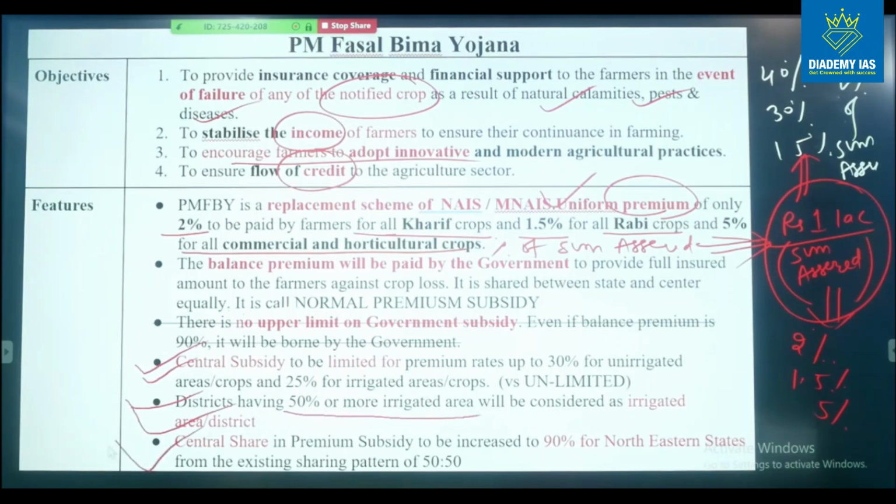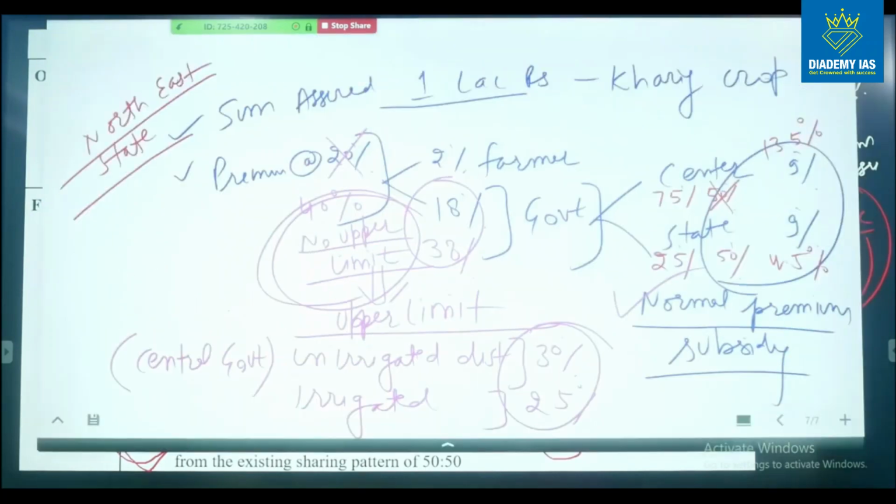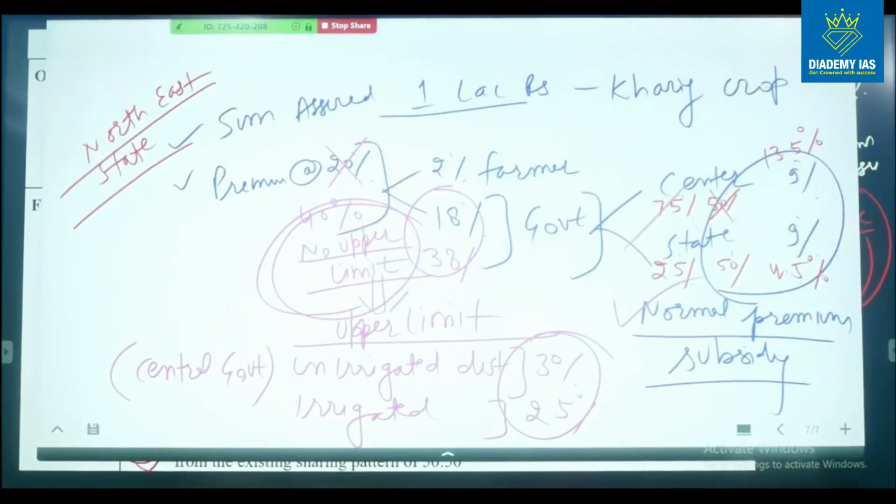Now this is also a new change. Central share in the premium subsidy to be increased to 90% for the northeastern states. Sorry, I made a mistake. So this is 90%, not 75%, right? This is not 75%, this is 90%. So please rectify this, right? And this is 10%.